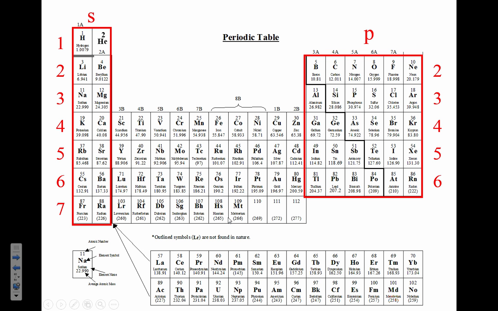10 divided by 2, that would be 5 orbitals. So what is 5 orbitals? Well, that would be our D sublevel. Now notice I'm putting this in a different color. And if you're going to color code it, I recommend you put it in a different color. Eventually you'll see why. And we're going to label this the D block.